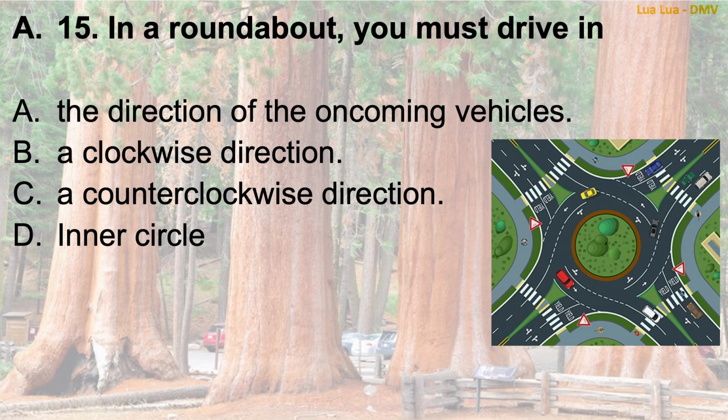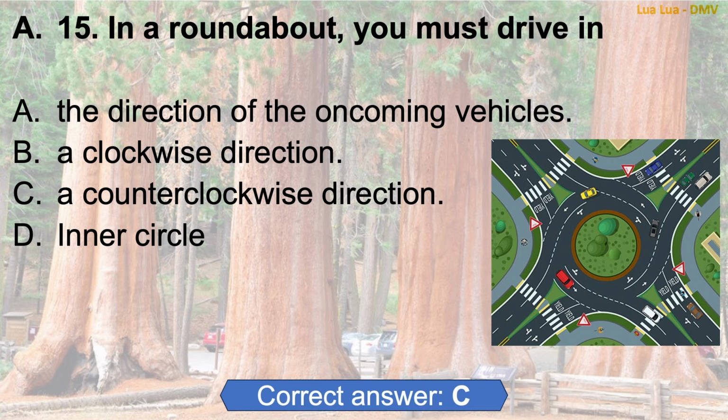Question 15. In a roundabout, you must drive in A. The direction of the oncoming vehicles. B. A clockwise direction. C. A counterclockwise direction. D. Inner circle. The correct answer is C. A counterclockwise direction.